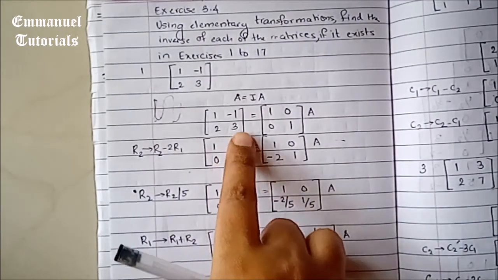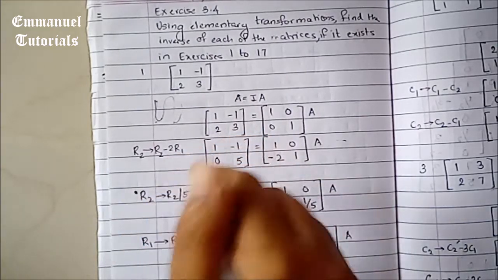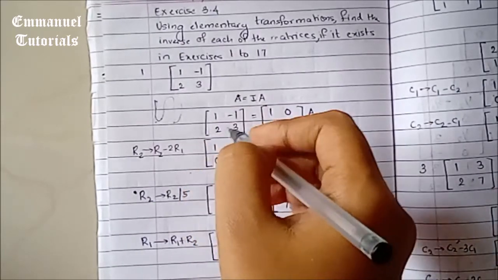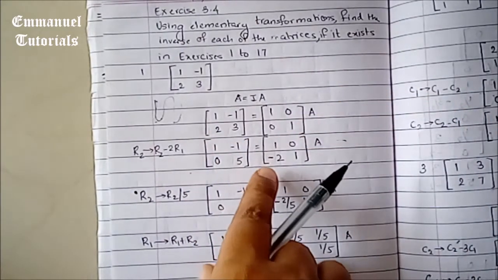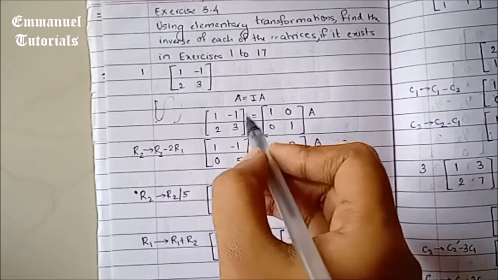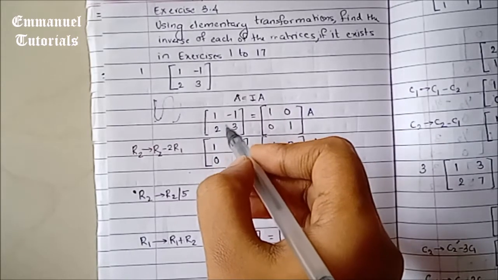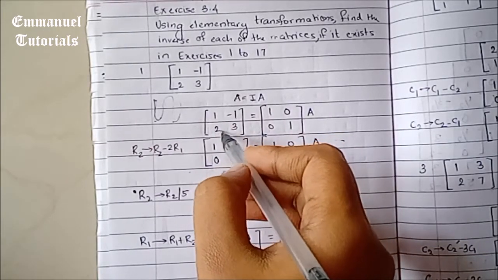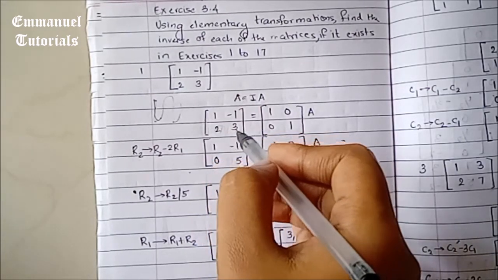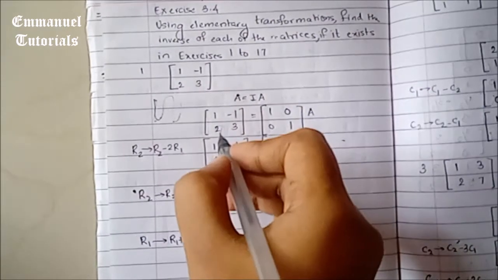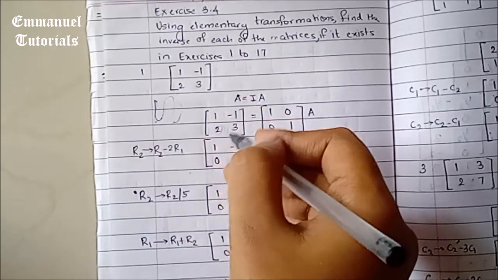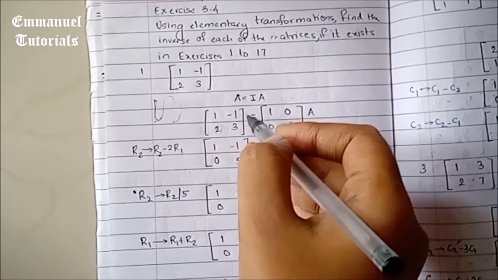Now for the first one, I said that for row transformations you must always go from the first column, then proceed to the second and third columns. So for the first column, you have to make this an identity matrix. So the first element should be 1. It is already 1. So you can go to the second element of the first column, which is 2. This you have to make 0 to make it an identity matrix. So to make it 0, you can use the first row's values. Now the first row's values are 1 and minus 1.